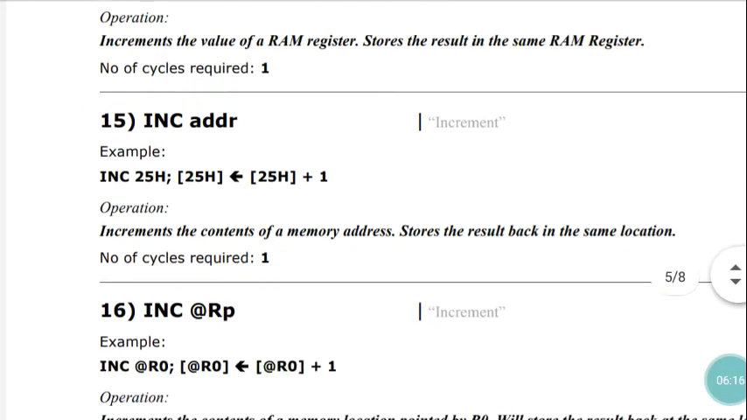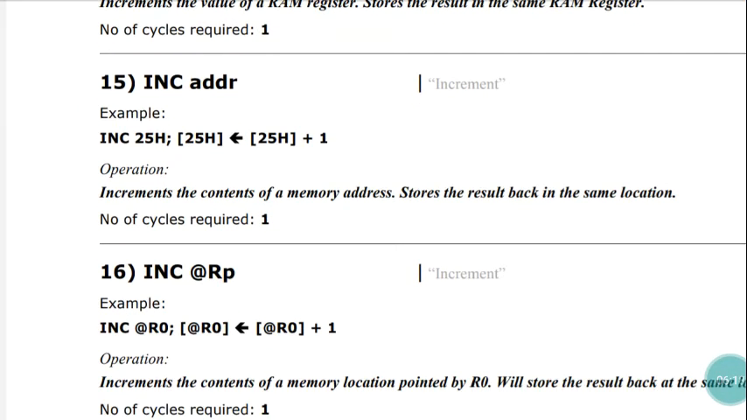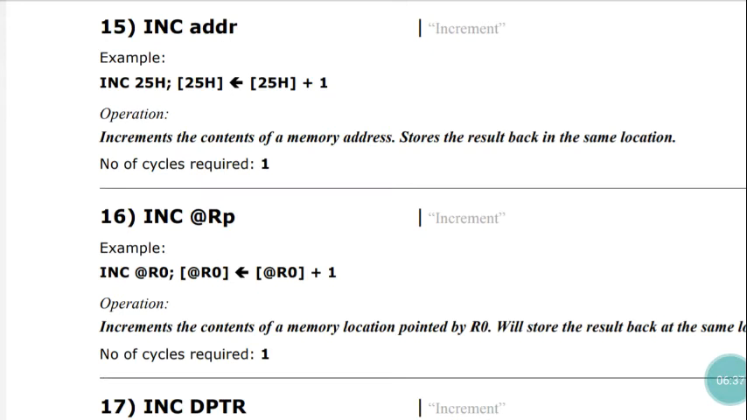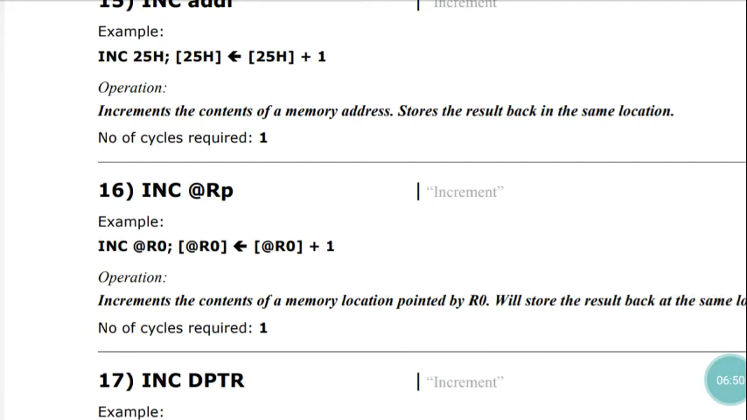Next one, increment address, INC ADDR. See the example, INC 25H. When you perform this operation, you may think that the value becomes 26H, but no. Here it increments the value present at the location 25. Suppose the value present at location 25 is 4. If you execute this instruction, then the result becomes 5, and that value 5 is saved into the location 25. It increments the contents of the memory address and stores the result back in the same location.